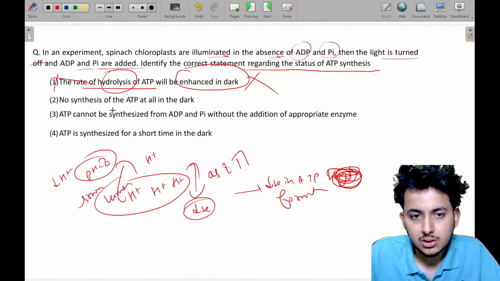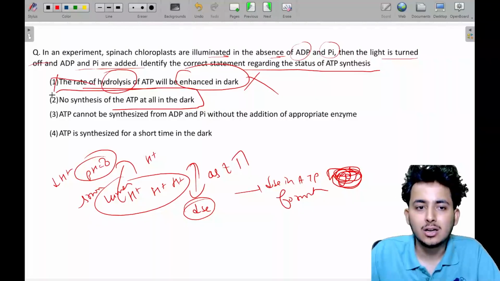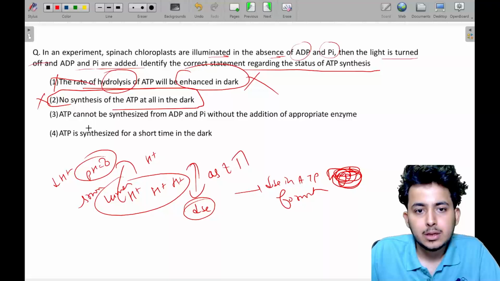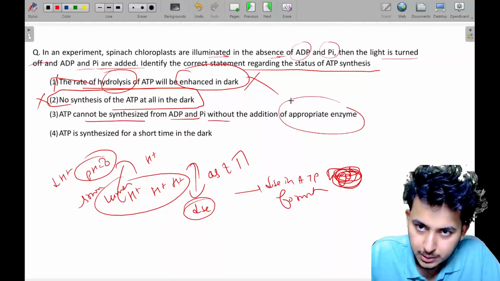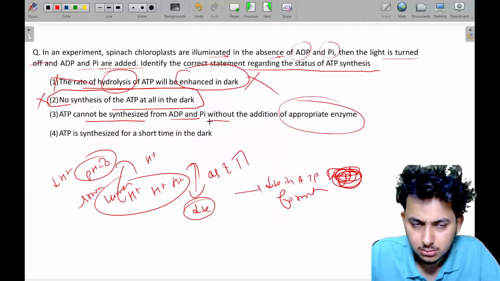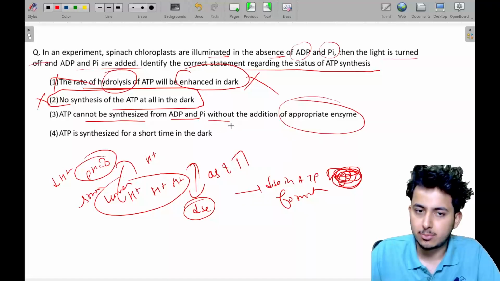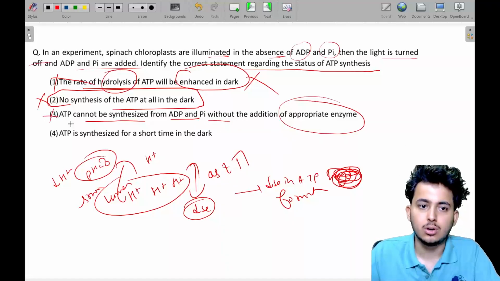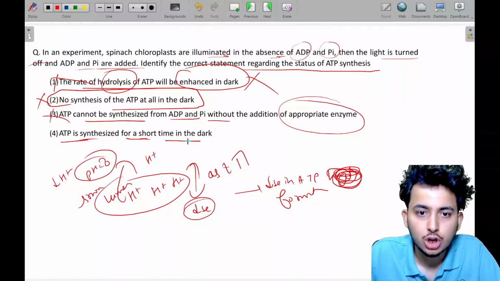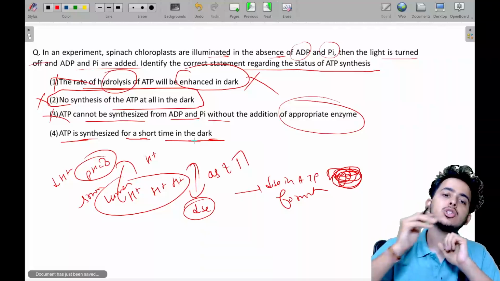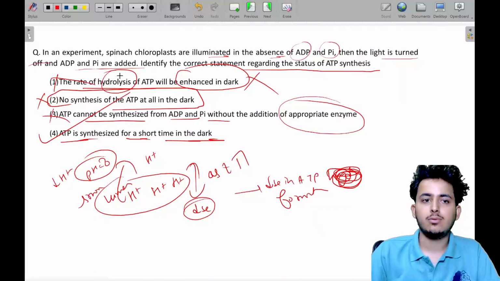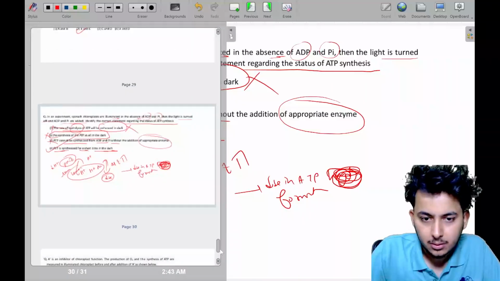Next option: no synthesis of ATP at all in the dark. No. ATP cannot be synthesized from ADP and Pi without the addition of the appropriate enzyme, but there is no need of any enzyme, you have ATP synthase. So wrong. ATP is synthesized for a short time in the dark until you have the proper concentration gradient. So the answer is 4. Okay.